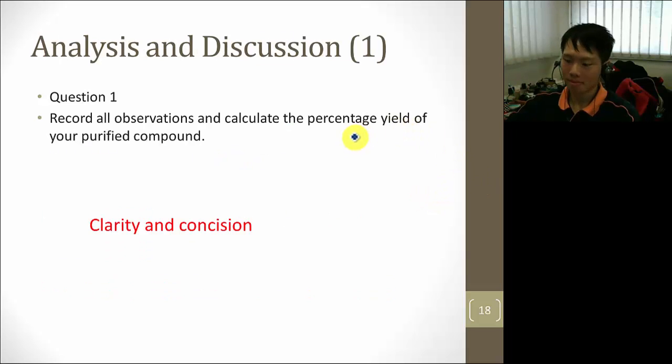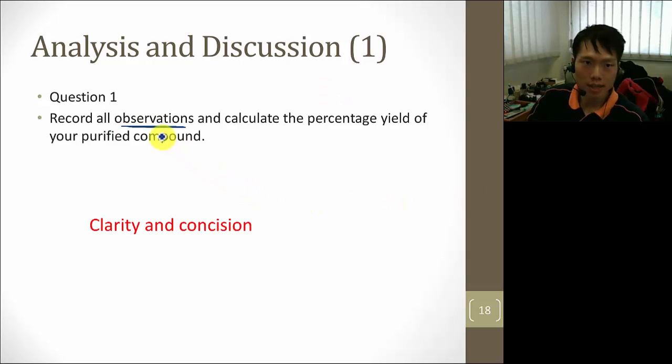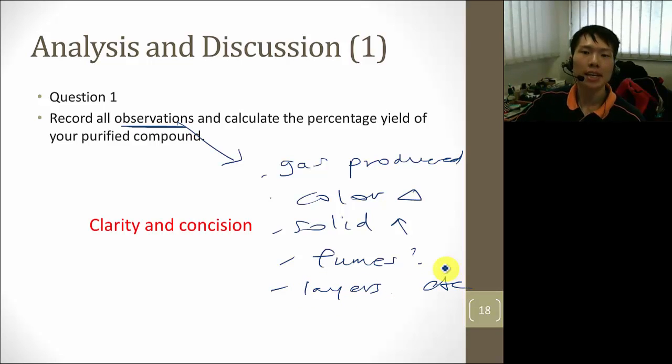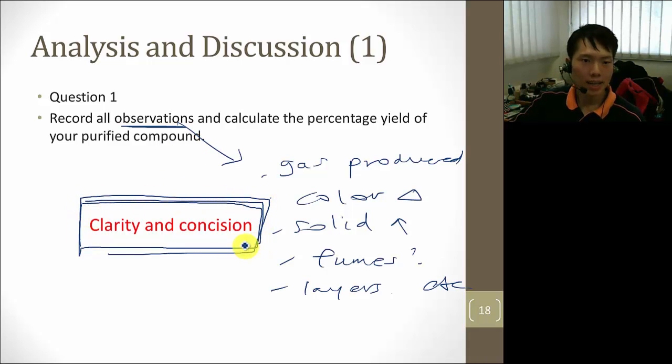For your analysis and discussion, please answer the questions in your lab manual. Record all observations. Observations in science means any gas produced, color change, solid formed, fumes, layers, etc. Then calculate the percentage yield of your purified compound. In your lab report, we emphasize a lot that what you write is clear and concise.